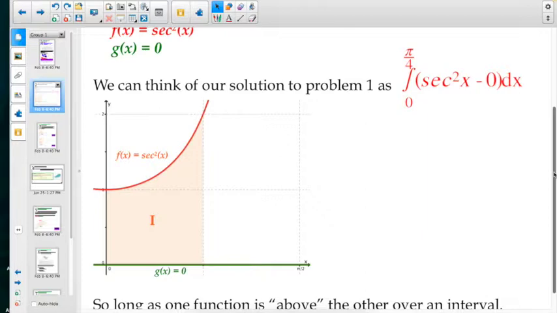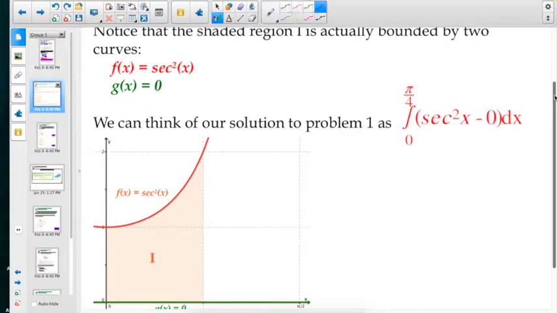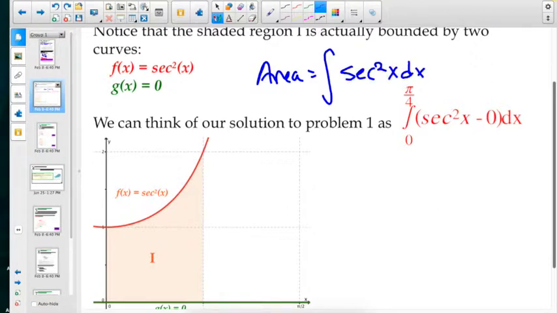Okay? So if I asked you this last chapter, you might have just said, well, the area equals integrating what function? Secant squared of x dx between what limits? 0 and pi over 4, okay? In reality, we're really trapping it between that secant curve and the x-axis. Mathematically those are the same.